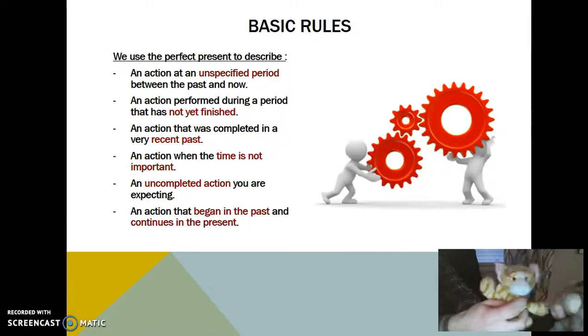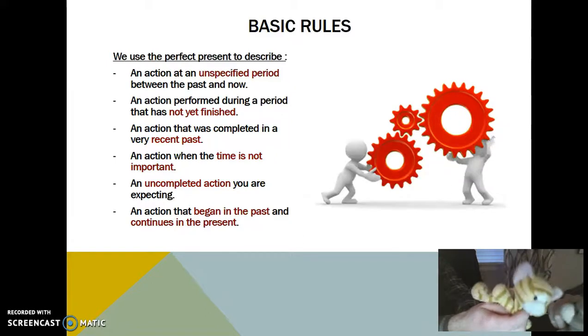We use it as an action when the time is not important. Or during an incomplete action you are expecting. And finally, an action that began in the past and that continues in the present. Let's go see some examples.